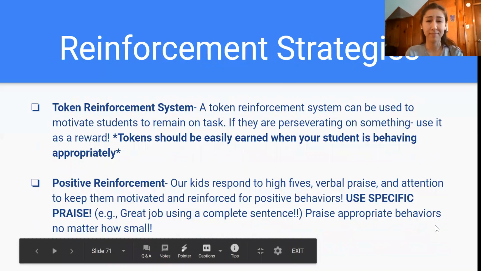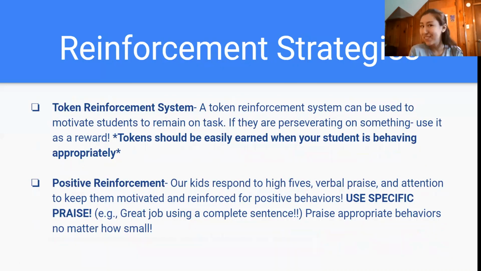Up next, we're going to be talking about reinforcement strategies, one of my favorite sections. Up first is a token board system or a token reinforcement system. This can be used as a way to motivate our kids to stay on task. Usually you want to pick some sort of incentive that the kid really wants. Always have the kid pick what they're working for, whether it be something as simple as computer time at the end of JIT, or maybe a snack at home, or playing a game or something like that.